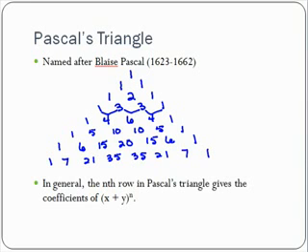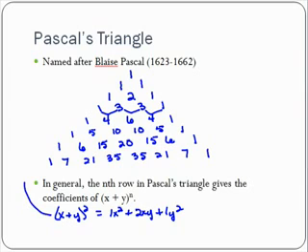Okay, so in general, the nth row in Pascal's triangle gives the coefficients of x plus y raised to the nth. So if I wanted x plus y, let's do the simple one, let's do the squared. Remember, we get 1x squared plus 2xy plus 1y squared. And we usually don't show those ones in front of the x squared and the y squared, but the coefficients are still 1 whether we show them or not. So we've got 1, 2, 1, and notice how that is the same as this row.